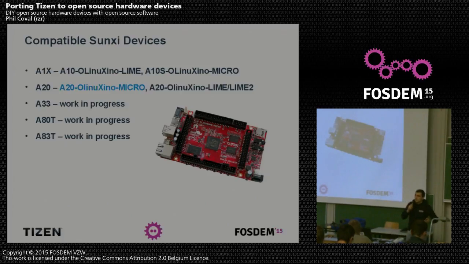The new systems on a chip that Allwinner creates are A33, A80, and A83. We have them in mind. If you remember, yesterday, at the beginning of the first day, Hans explained the status of the Linux Sunxi project. The Linux Sunxi project is essential for the porting efforts of Tizen as well, because we are relying on the Linux kernel, which is available for these boards. At the moment, the kernel version is 3.4, and we are using U-Boot.